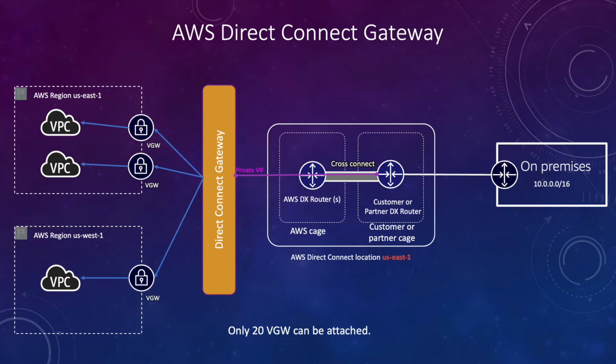There's a limit. At the time of the recording, you can only attach 20 virtual private gateways to this Direct Connect gateway. If you have a virtual private gateway in a different account, you can still use the Direct Connect gateway to associate it. So you can associate your virtual private gateway to the Direct Connect gateway in a different account, and that's how you can scale it to multiple regions and across your different accounts as well.